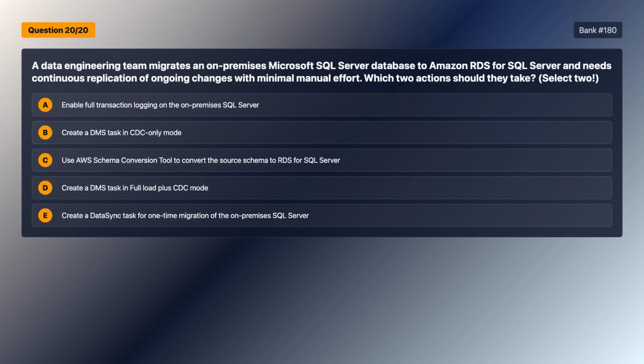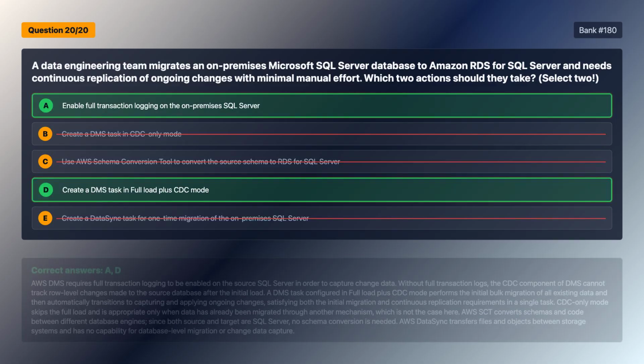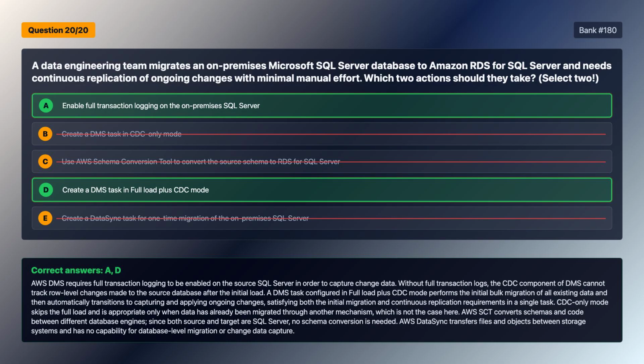Question 20. A data engineering team migrates an on-premises Microsoft SQL Server database to Amazon RDS for SQL Server and needs continuous replication of ongoing changes with minimal manual effort. Which 2 actions should they take? Select 2, review the answer choices on screen. The correct answers are option A and option D.